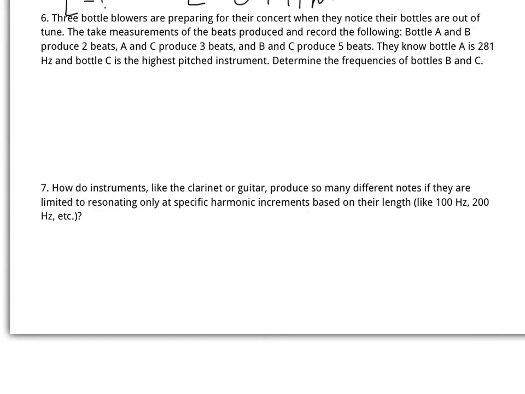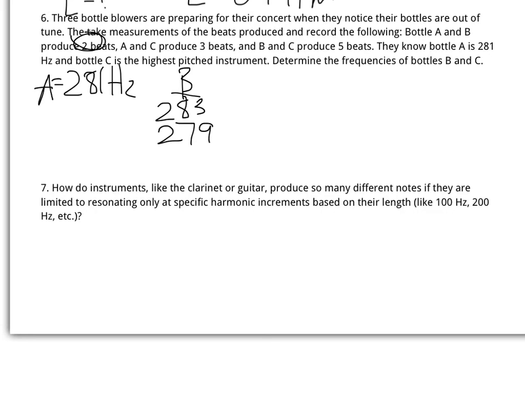In question 6, we're asked to use information about beat frequencies to figure out the frequency of our unknown bottles B and C here. So what we know is that bottle A is 281 hertz. And we know that bottle B produces 2 beats when played with bottle A. So that gives us 2 choices for bottle B. It could be 2 hertz above bottle A, or it could be 2 below. So those are the 2 options that we have for bottle B.